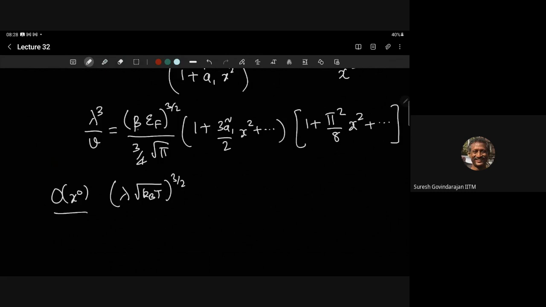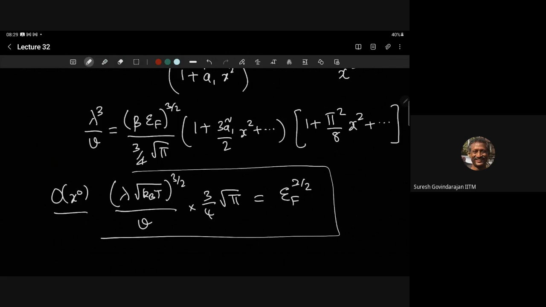Okay. So I'm just taking this guy to the other side. Divided by V. Then you have to multiply by this into 3 by 4 root pi, which is equal to epsilon f power 3 by 2. Okay. And we know that epsilon f is the zero temperature guy.